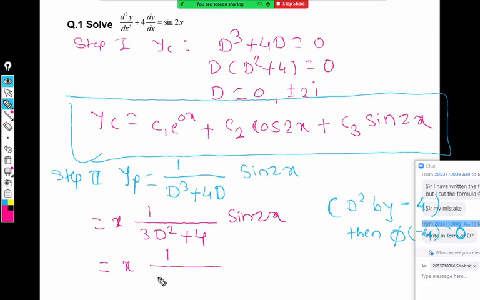So what you have written: replace d square by minus 4, and beneath it you have written that phi of functional value minus 4 equals 0, then the functional value of the denominator is coming 0. Okay, I will write it properly here. Then minus 4d plus 4d is coming as 0.